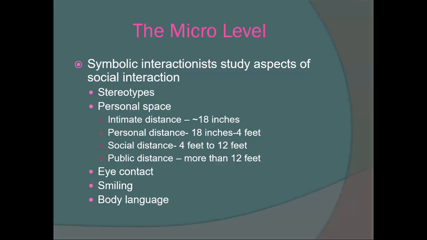Social distance is the distance you would keep in a formal setting. So if you were being interviewed or you were interviewing someone, you would probably stay 4 to 12 feet away from that person. Public distance is the distance you stay from public figures, maybe politicians. If you were at a concert, you would probably be more than 12 feet away from that person performing.